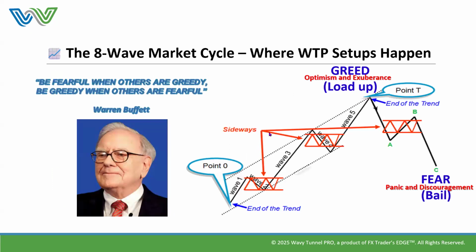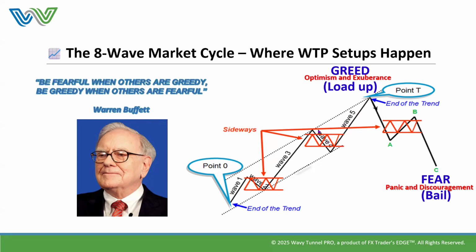This is the 8-wave market cycle, where the Wavy Tunnel Pro setups happen. And now this is point zero, the beginning of a structured move. With Elliott Wave, you hear 5 waves up is a 5-wave Elliott Wave trend move followed by a 3-wave correction. This is the standard. This is the benchmark setup. But of course, a strong trend can be way more than 5 waves. It can be an extended wave.